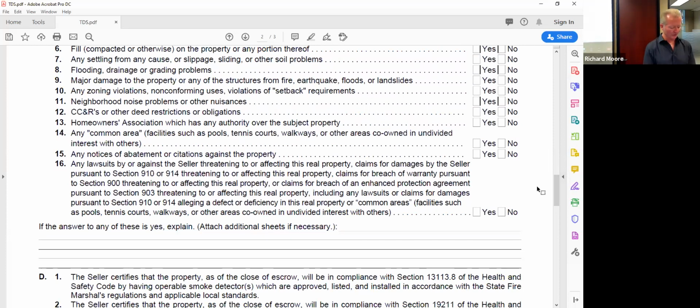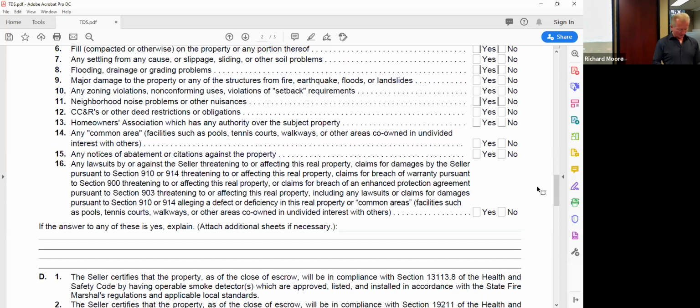CC&Rs or other deed restrictions or obligations. And then 13, homeowners association, which has authority over the subject property. Now there can be CC&Rs recorded, but there isn't necessarily a management company. So how would you know that? You should be looking at the preliminary title report, and the prelim is going to tell you if there are CC&Rs. And then you'll also find out if there is an HOA in place, because the seller should be disclosing that. So just because there isn't a management company doesn't mean that there are not underlying CC&Rs.